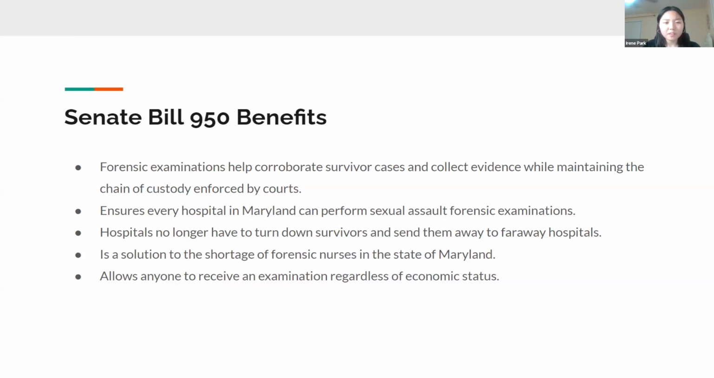And expanding the accessibility for forensic examinations in Maryland will greatly increase the success rate of sexual assault cases in Maryland. It also ensures that every hospital in Maryland can perform sexual assault forensic examinations so that hospitals don't have to turn down survivors and send them to different hospitals that could be miles and miles away. And also, it is a solution to the shortage of forensic nurses in the state of Maryland. And lastly, it allows for anyone to receive an examination regardless of economic status.